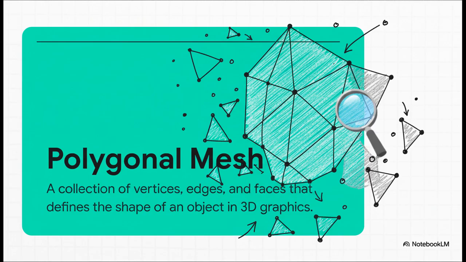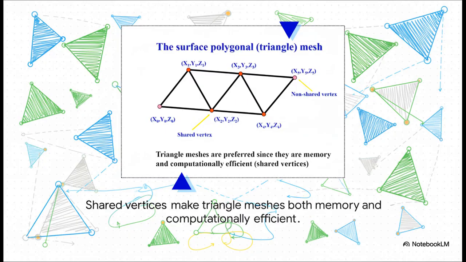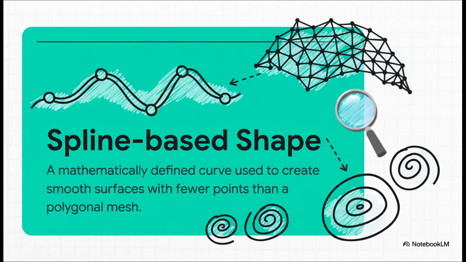You connect the edges, you get faces. And those faces form the skin, the surface of the object. And this is a brilliant illustration of why triangles are the go-to shape. See how these triangles share vertices? That means the computer only has to store the location of each point one time, even if that point is part of 6 different triangles. It's incredibly efficient, both for memory and for processing power, which is exactly what you need for a smooth, believable VR experience.